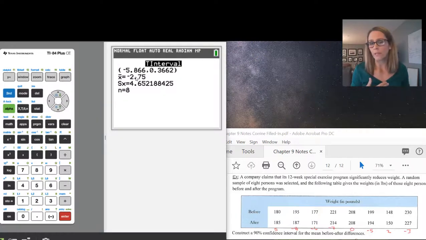And of course, the key thing to see here is that 0 is included in that interval because it goes from negative to positive, meaning that there is a chance that if you were to take every possible person that could do this program and find out whether they lost or gained, that mean difference could be 0. And what that really tells us is that this weight loss program is not particularly effective. And that is an example of t-interval.